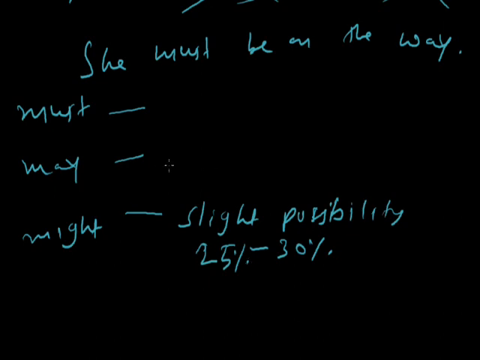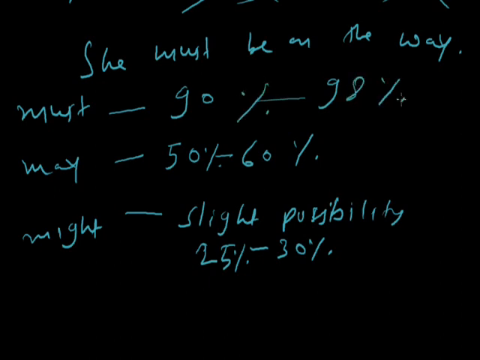Now, may shows a bit more possibility than might does. It shows probably 50 to 60% possibility, and must shows 90 to 98% possibility. Clear?